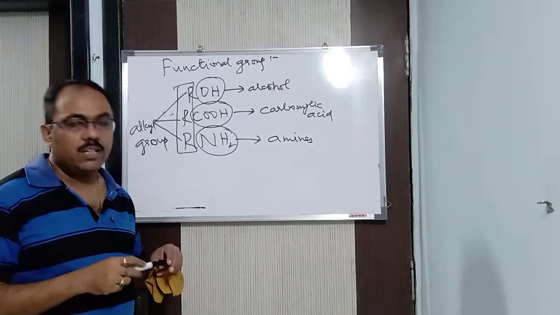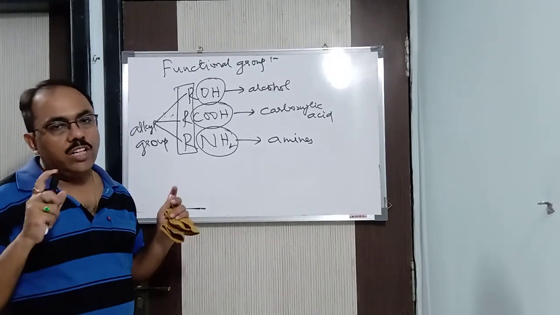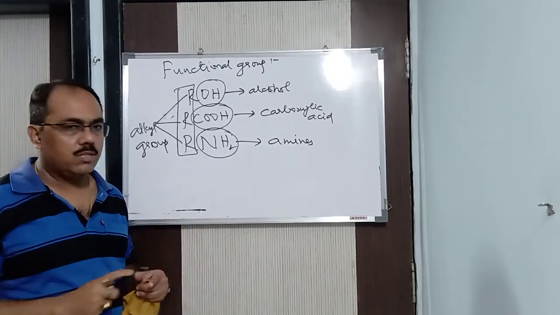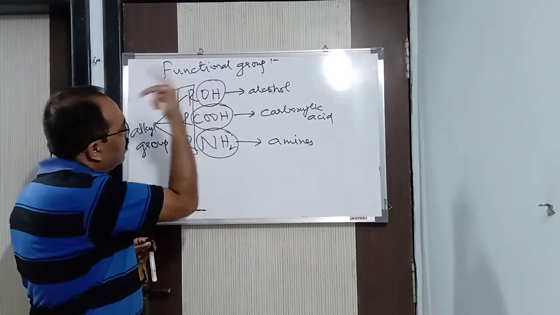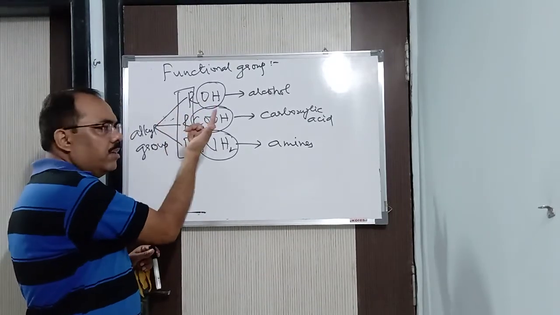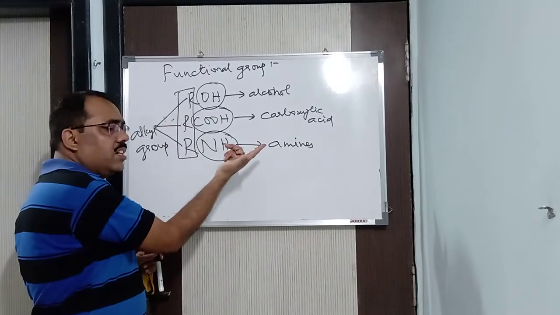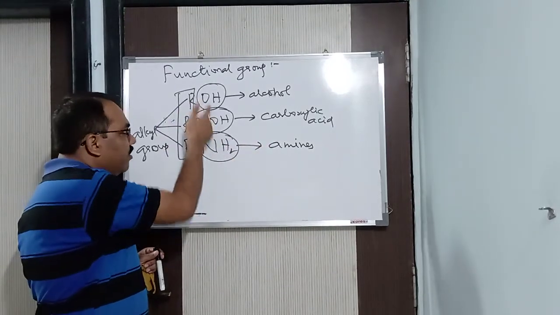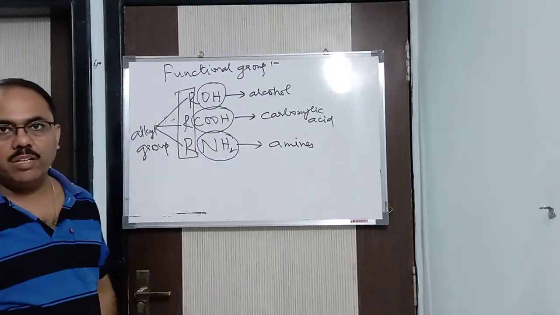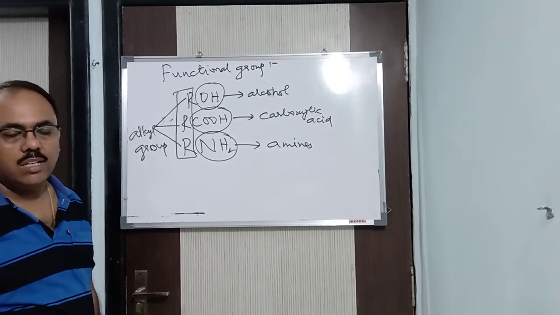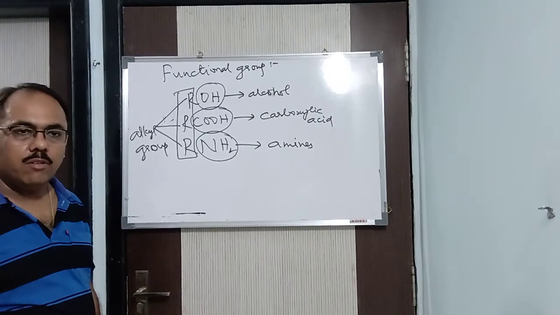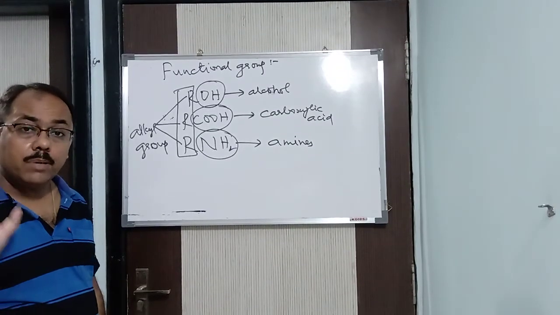Functional group is that particular group in an organic compound which determines the chemical properties of an organic compound. For example, from alcohol and carboxylic acid, what differs, you tell me? The functional group differs, because R can be the same. Here it can be CH3, here it can be CH3. R can be the same. But what differs then? How does alcohol differ from carboxylic acid? By the functional group it differs. So again I repeat, functional group is that particular group in an organic compound which determines the chemical properties.